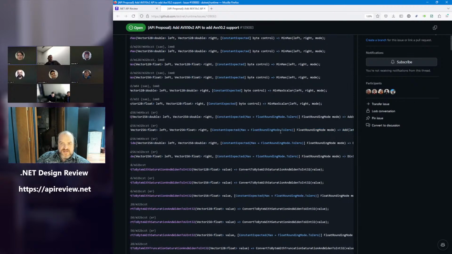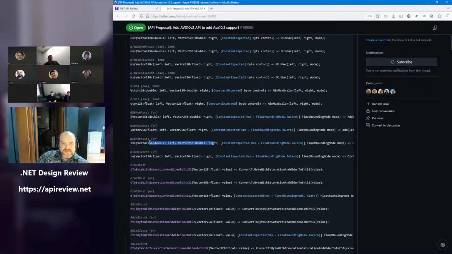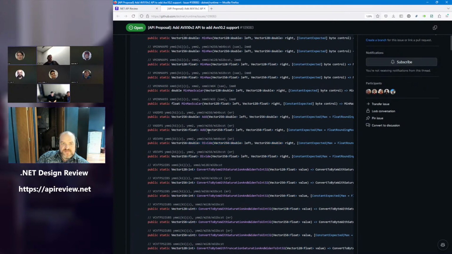Notably, we already have 512 versions. AVX10 v2 is bringing the same support that existed in AVX 512 to the 256-bit width as well. That way users have access to the functionality on hardware that does not provide 512-bit support. Got it.